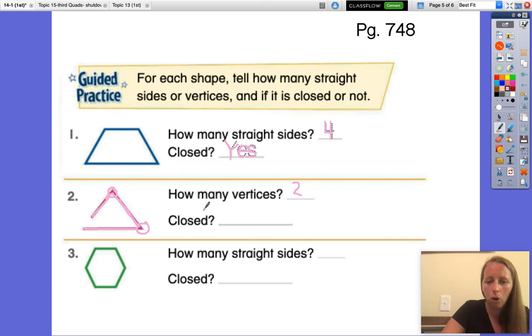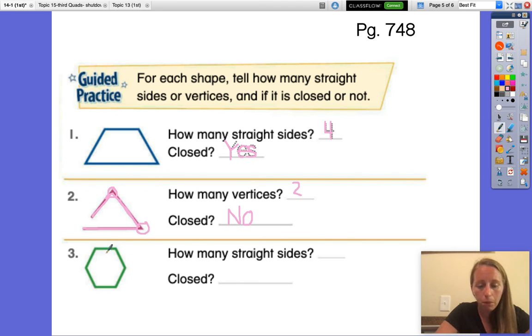Is this shape open or closed? It says, is it closed with a question mark? So it's saying, is the shape closed? Uh-oh, right here, I see where these 2 sides are not touching. There's an opening in this shape. So is it closed? No, it is not. It is not a closed shape. So we're going to write no there.